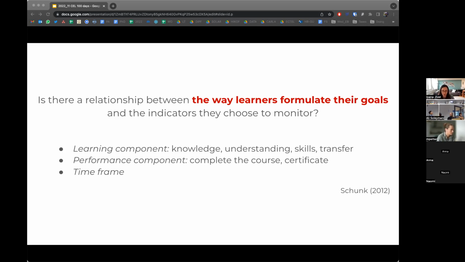The second component was a performance component where students mentioned whether they wanted to complete a course or gain a certificate. So it was not related to interacting with the content of the course. And the third component was adding a time frame in the goal. For example, I want to complete the course in 2 weeks or a month or something like that.